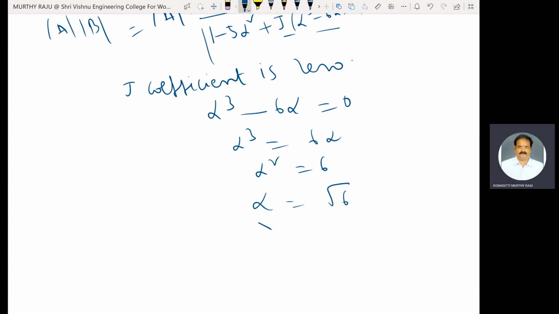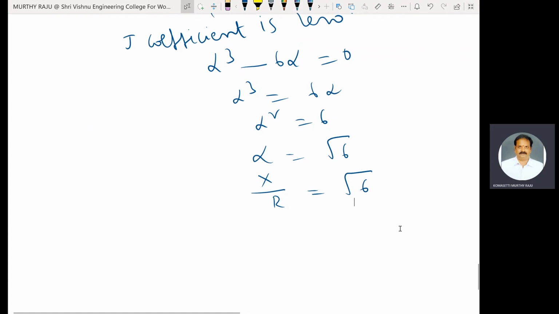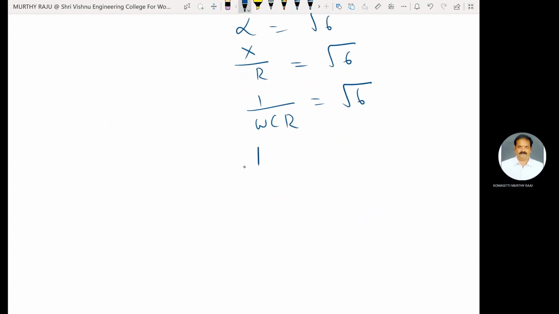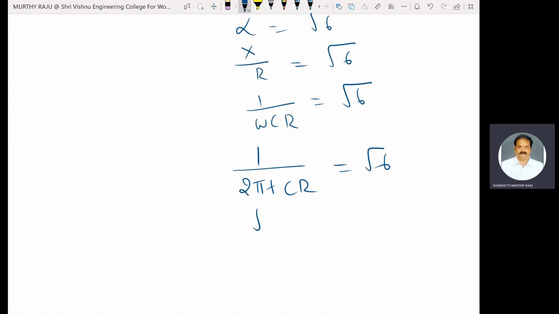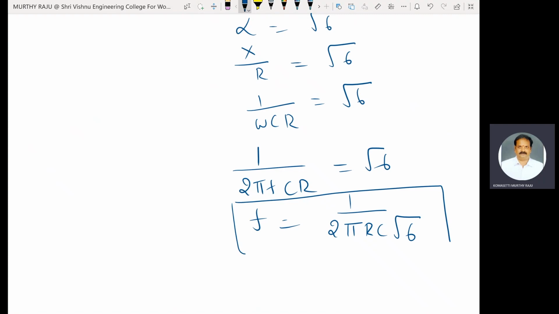We know that already defined alpha is equal to X by R root 6, but X is initially defined as 1 by omega C R, which is equal to root 6. Omega is equal to 2 pi f, so C R is equal to root 6. Therefore, f is equal to 1 by 2 pi R C root 6. This is the frequency of oscillations of the Opamp RC phase shift oscillator.